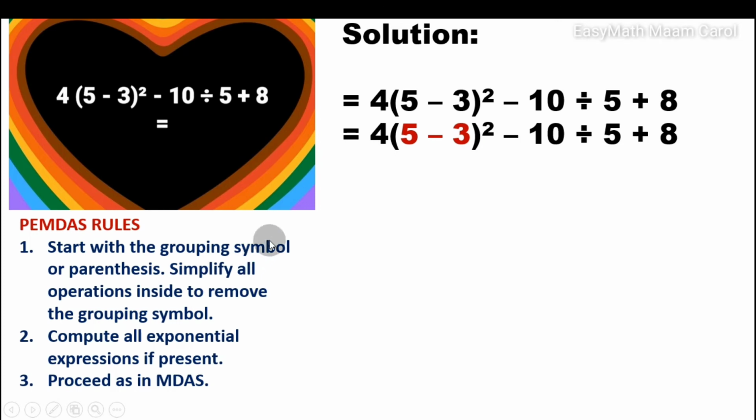Okay, so I have just rewritten the problem here. And then on the second line, I just made the expression inside the parentheses red to indicate that according to PEMDAS, we have to do this. This is our first priority. So we need to simplify. So 5 minus 3 inside the parentheses.